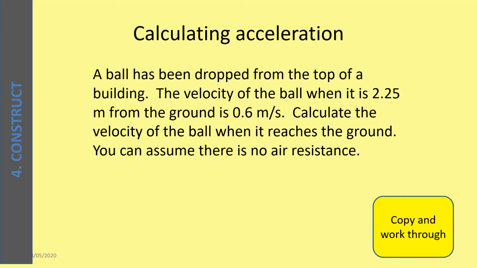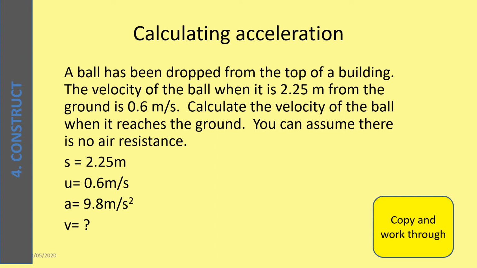Let's have a look at an example. A ball has been dropped from the top of a building. The velocity of the ball when it is 2.25 meters from the ground is 0.6 meters per second. Calculate the velocity of the ball when it reaches the ground. You can assume there is no air resistance.